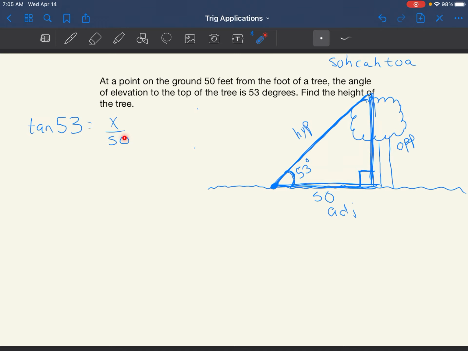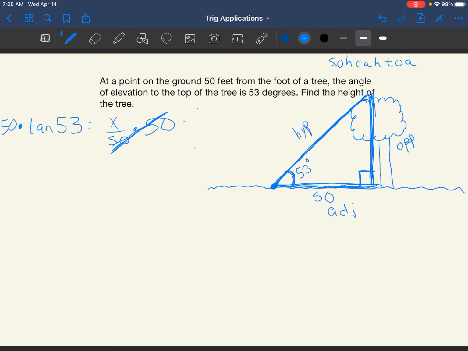Well, here I'm dividing by 50. I need to do the opposite of that. The opposite of dividing by 50 is multiplying by 50. So I'm going to multiply this side by 50. Of course, what you do to one side, you have to do the other side. So on the other side, I'm going to multiply that by 50.